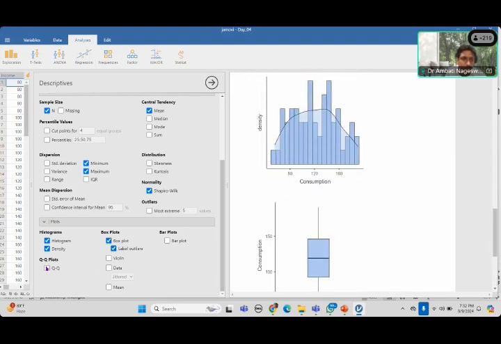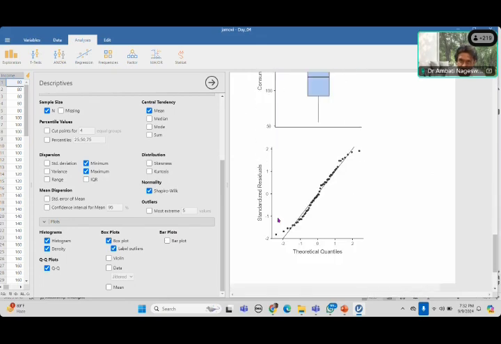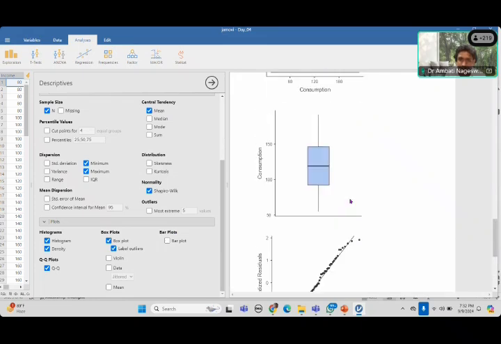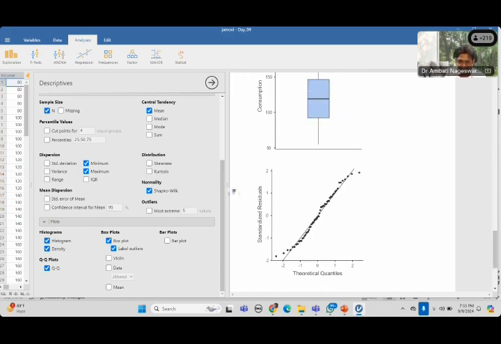So this is a QQ plot. It shows how the data is presented in a graphical manner. This is for the income. This is for the consumption.